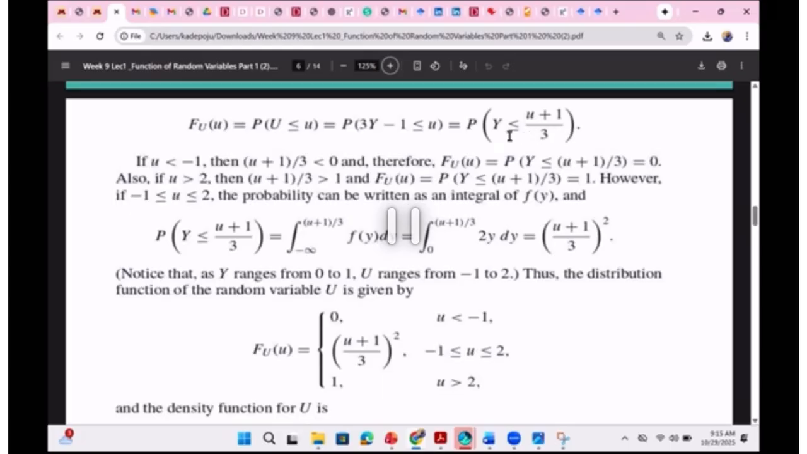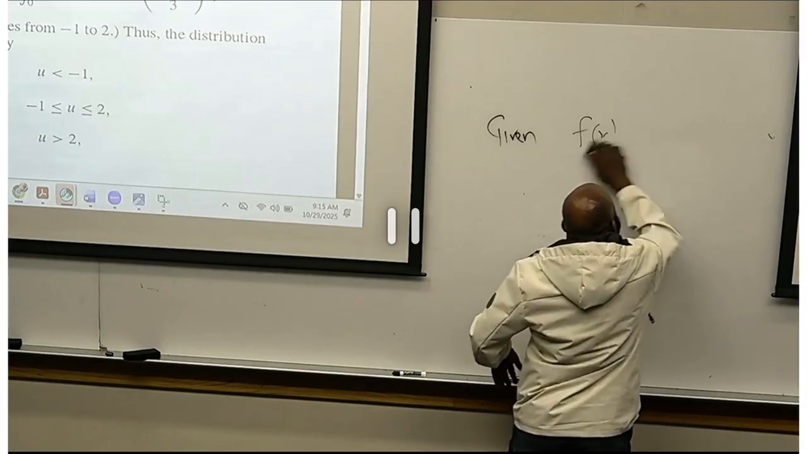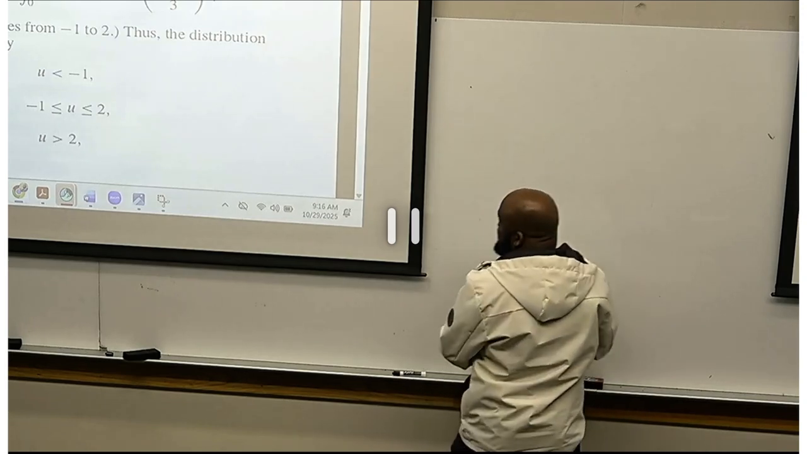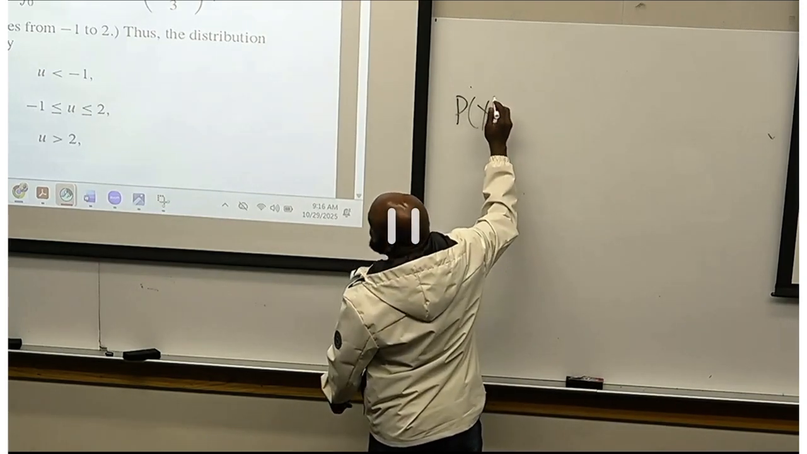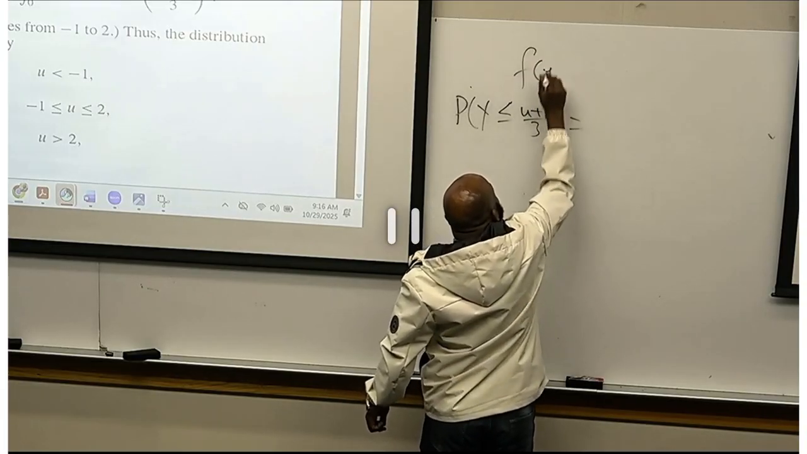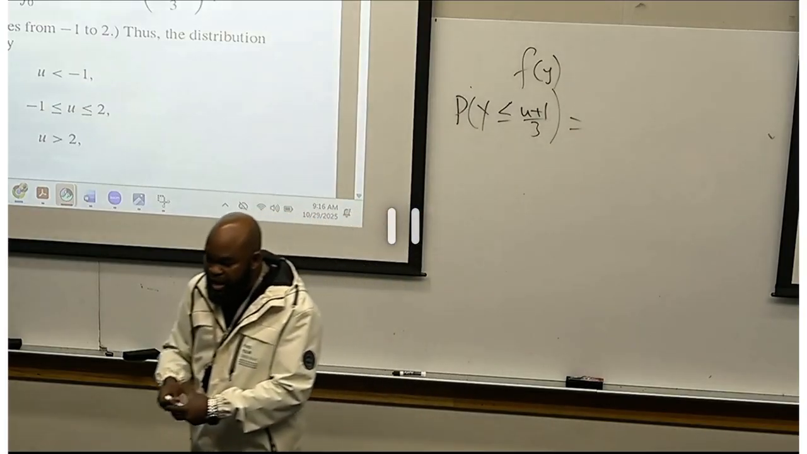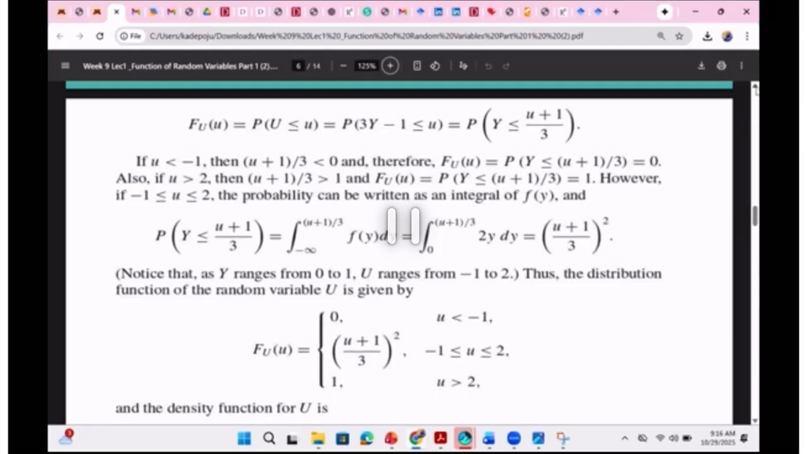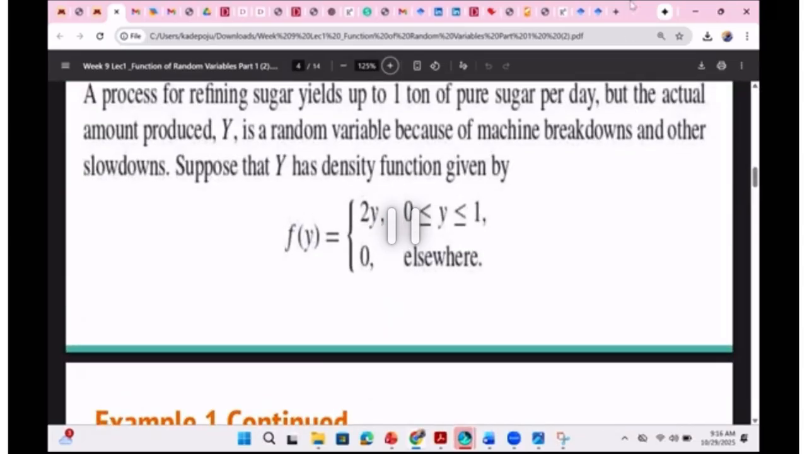You know what I'm going to do? I want to find the probability of y less than or equal to (u plus 1) over 3. Of course, I'm going to make use of the f of y to do that. I've been given f of y. If you go back, you see that f of y equals 2y. I'm going to integrate this, perform an antiderivative on that.